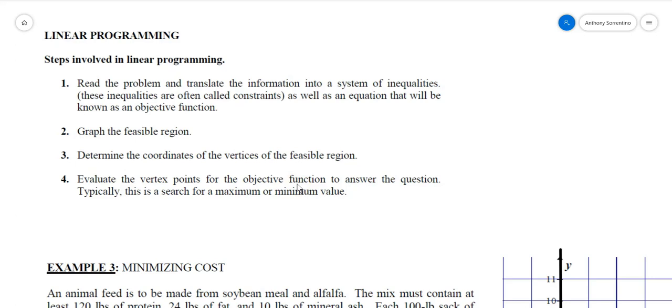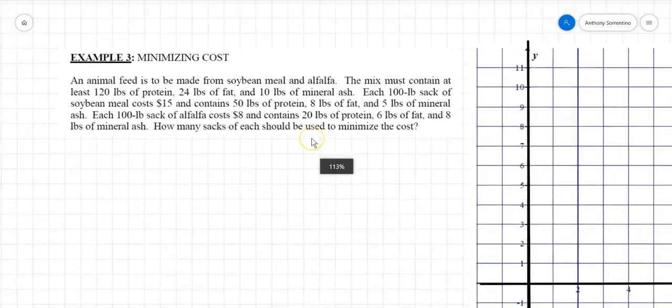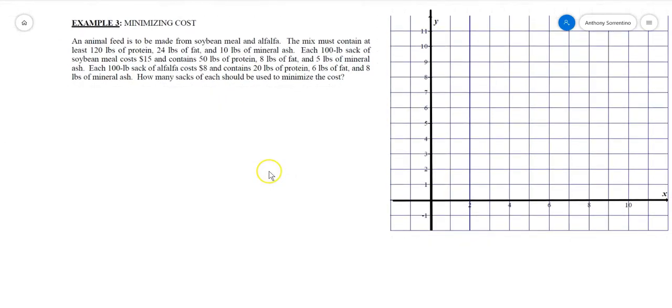So let's have a look at this example down here on minimizing cost, and we'll see how to go about doing this. I'm going to zoom out just a tad. So an animal feed is to be made from soybean meal and alfalfa. The mix must contain at least 120 pounds of protein, 24 pounds of fat, and 10 pounds of mineral ash. So it's these levels of protein, fat, and mineral ash that are going to be defining our constraints. Now, each one of these provides some of those, so that's where the rest of the inequality is going to come from. Each 100-pound sack of soybean meal costs $15 and contains 50 pounds of protein, 8 pounds of fat, and 5 pounds of mineral ash.